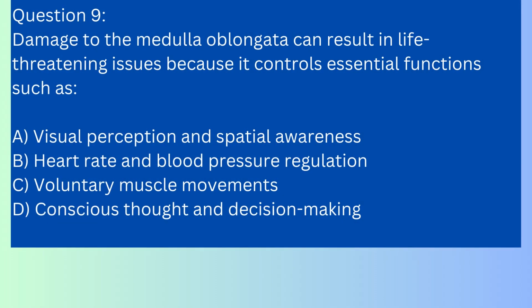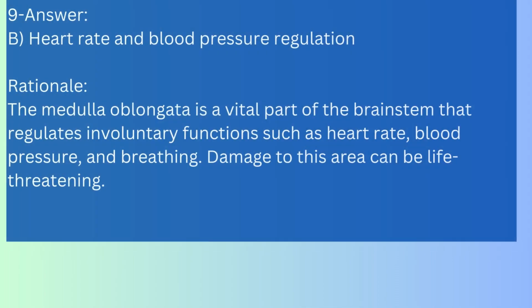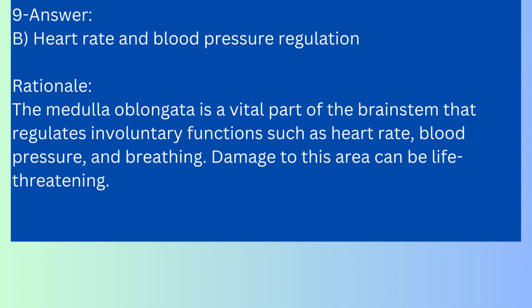Question 9. Damage to the medulla oblongata can result in life-threatening issues because it controls essential functions such as: A. Visual perception and spatial awareness. B. Heart rate and blood pressure regulation. C. Voluntary muscle movements. D. Conscious thought and decision-making. Answer. B. Heart rate and blood pressure regulation. Rationale. The medulla oblongata is a vital part of the brainstem that regulates involuntary functions such as heart rate, blood pressure, and breathing. Damage to this area can be life-threatening.